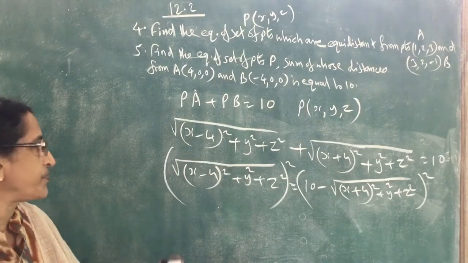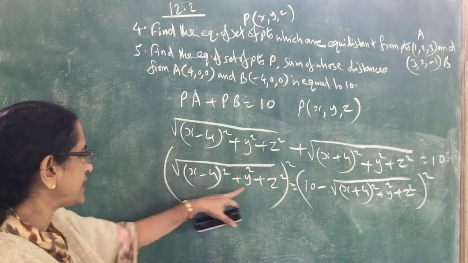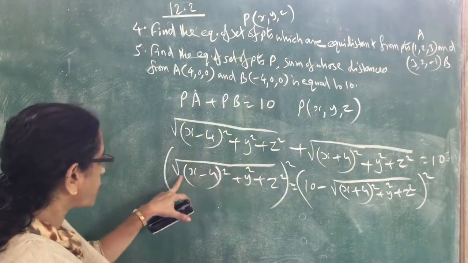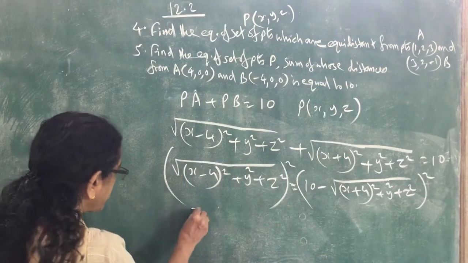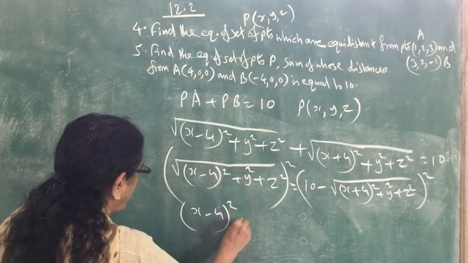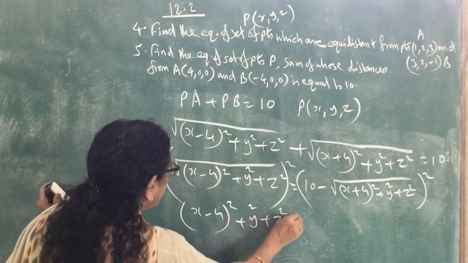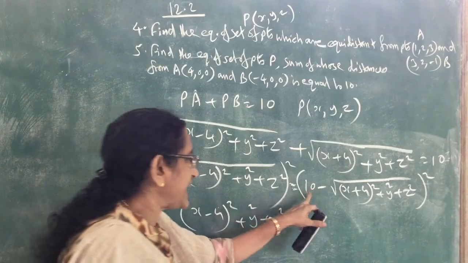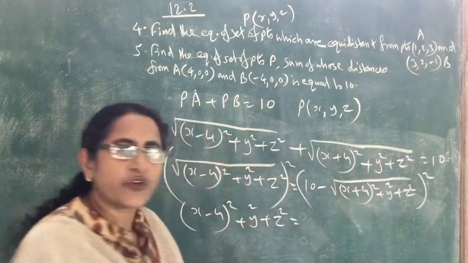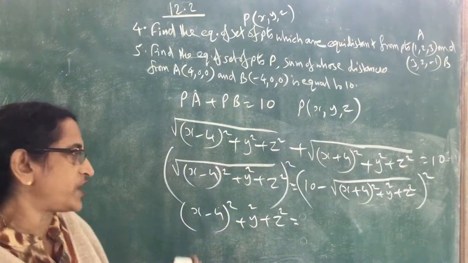Only that we can do. So now we can expand. When we take the square, that square root will be removed. So we get (x minus 4) whole square plus y square plus z square equal to. Here we have to apply (a minus b) whole square, so we expand it as a square minus 2ab plus b square.